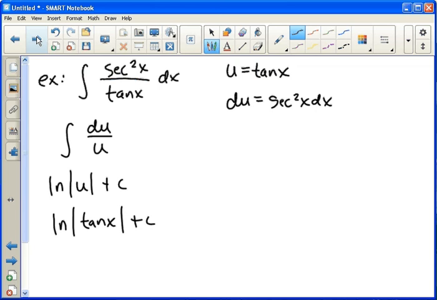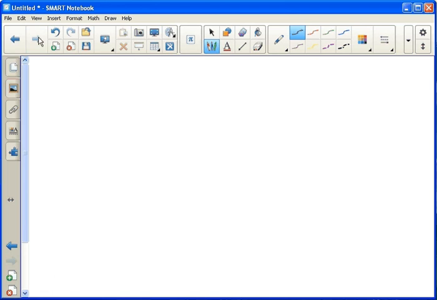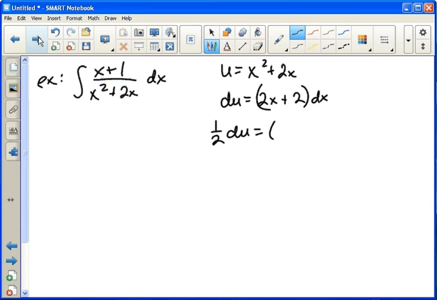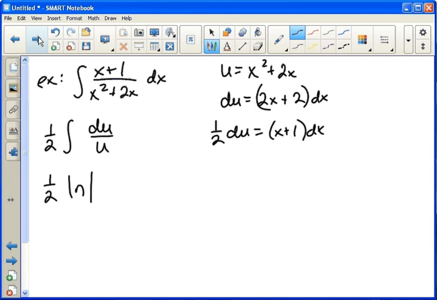Okay, I'm just going to show you one more basic one and then we'll look at some trickier ones. Let's say we have the integral of x plus 1 over x squared plus 2x dx. Choose u as the denominator. Find the derivative of that and you get 2x plus 2 dx. Now that doesn't quite match what we have on top, but if you look, we can get it to match by dividing by 2. So divide both sides by 2, and we get 1/2 times the integral of du over u. So that's 1/2 times the natural log of the absolute value of u plus c, or 1/2 natural log of the absolute value of x squared plus 2x plus c.